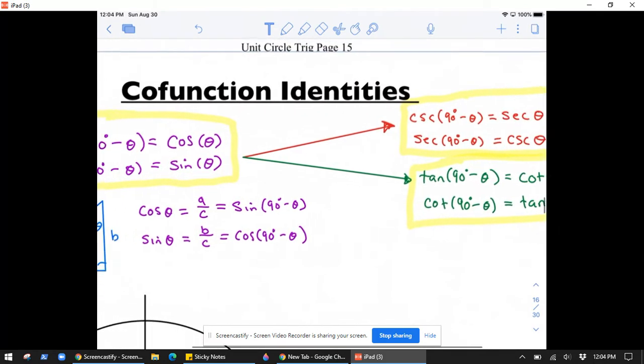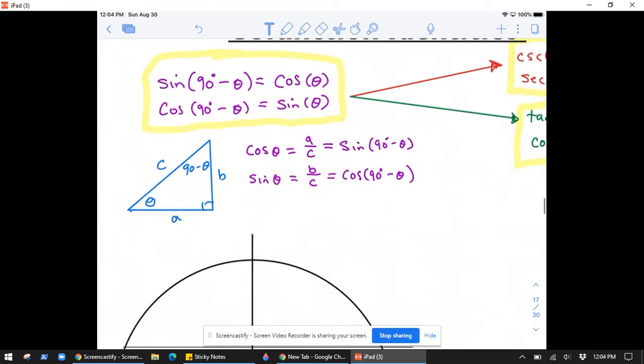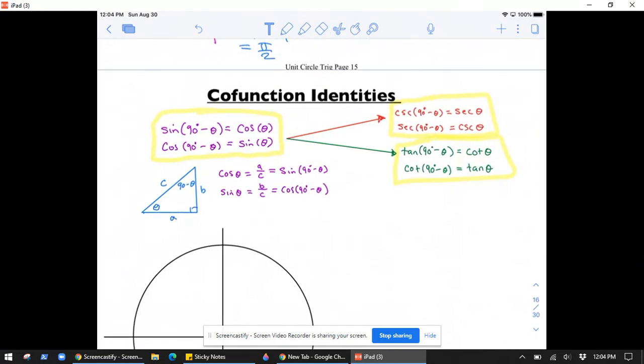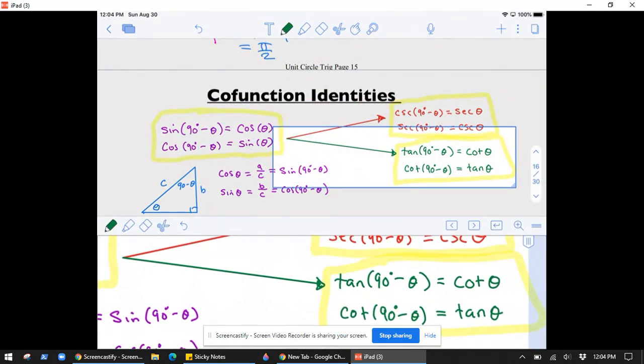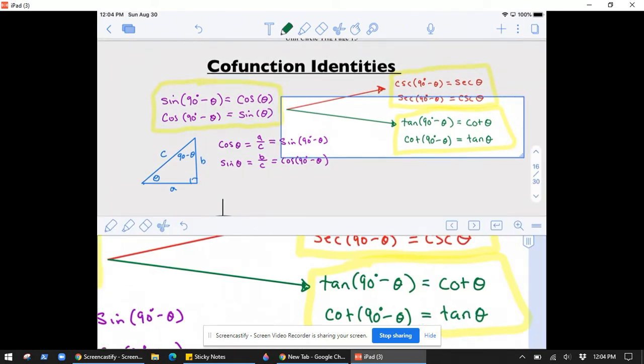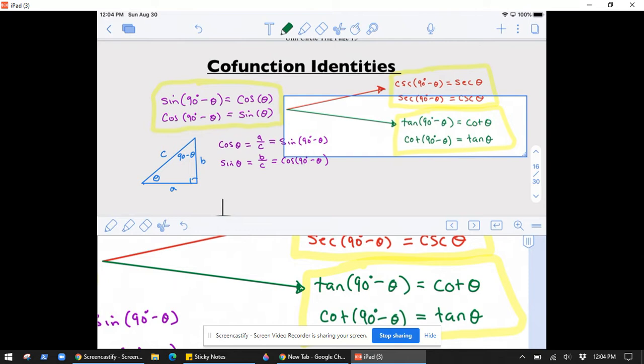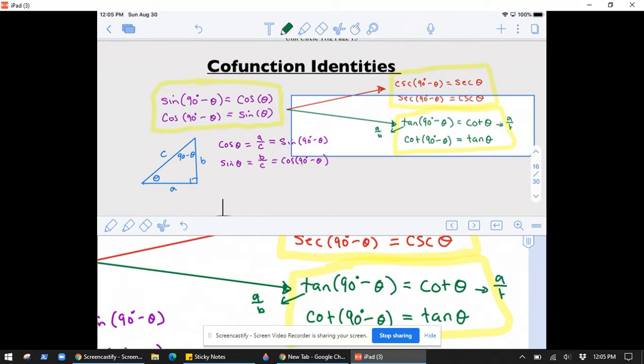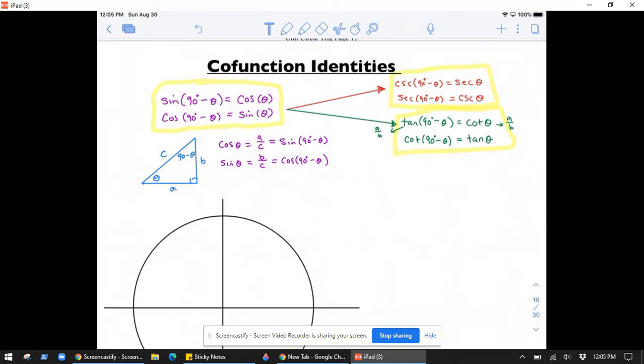And then the tangent and cotangent ones, you can get, again, right from this right triangle here. So let's maybe just examine that. The tangent of 90 minus theta, according to the right triangle, by the definition of tangent, would be a over b. But the cotangent of theta is adjacent over opposite, which is also a over b. Okay, so in any case, from right triangle trigonometry, that's how you can get these identities.